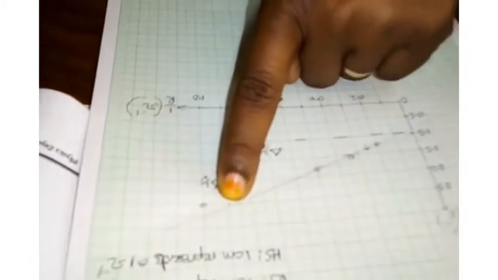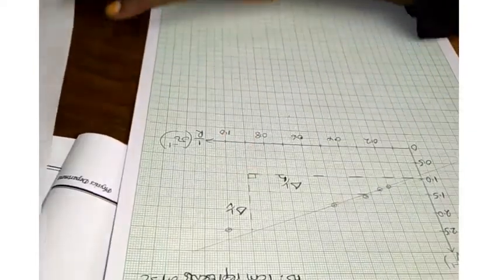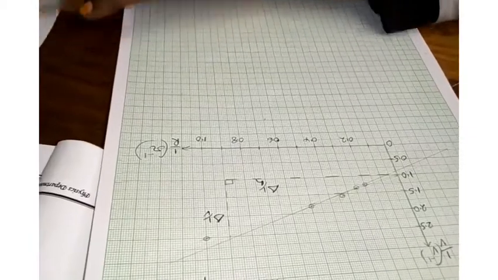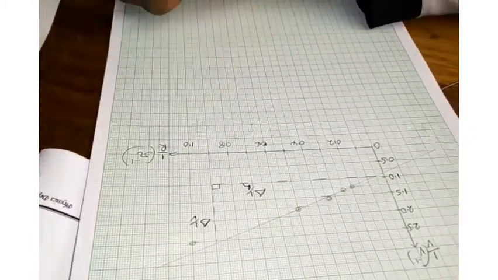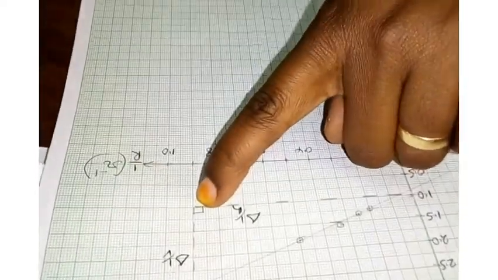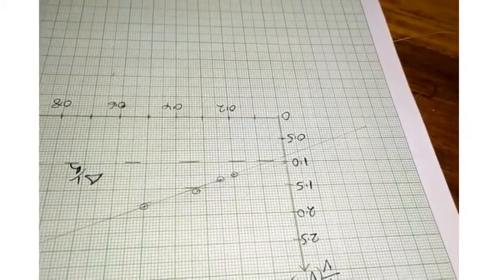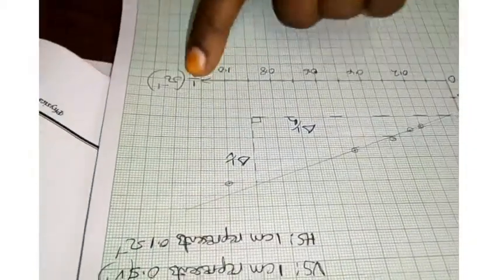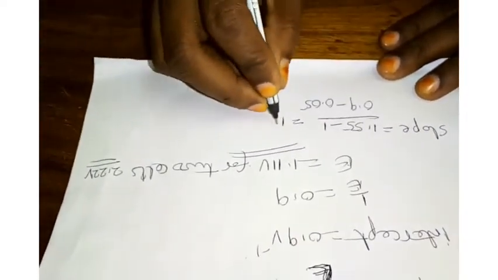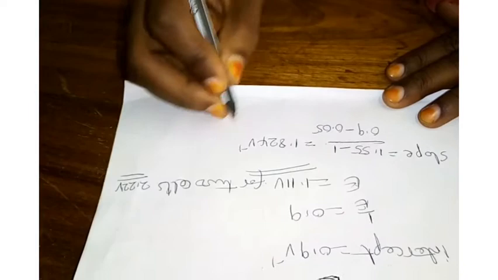is equal to, you take the upper reading for the vertical y axis and the lower reading. The upper reading here I have 1.55 minus the lower reading, which is 1, dividing by the upper reading for the horizontal axis, which is 0.9 minus the lower reading, this is 0.05. According to my scale, it is 0.1 on the horizontal scale. So then my slope is equal to 1.824. This is per volt, but below we have per ohms.